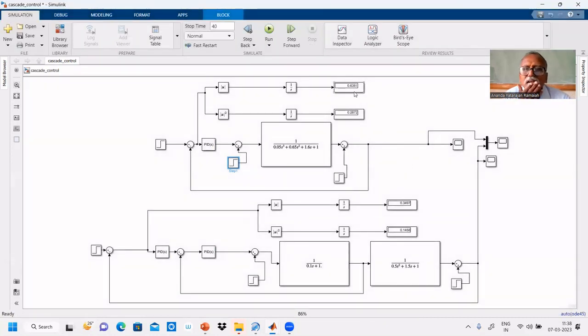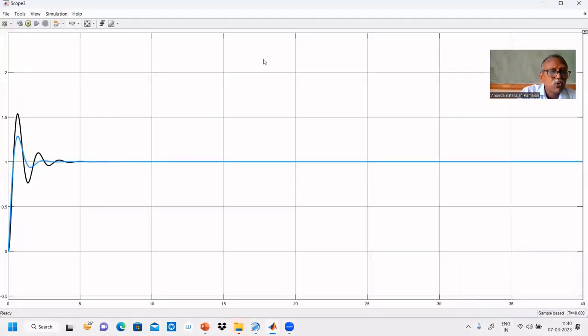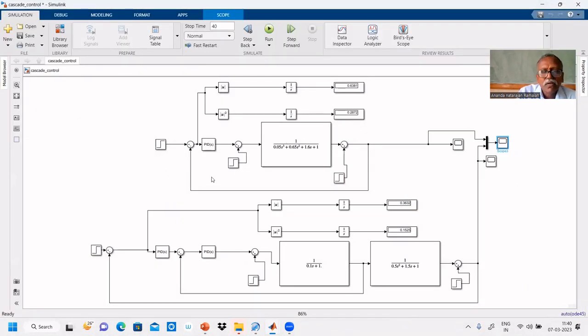For this conventional controller, IAE is 0.63 and ISE is 0.28. And for cascade control, 0.34 and 0.14. That gives better dynamics. We see the response also. The cascade control has less overshoot and settles quicker. The black one is the conventional controller. It gives better dynamics.